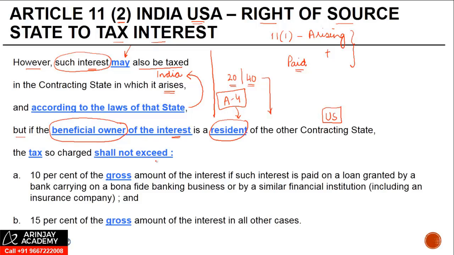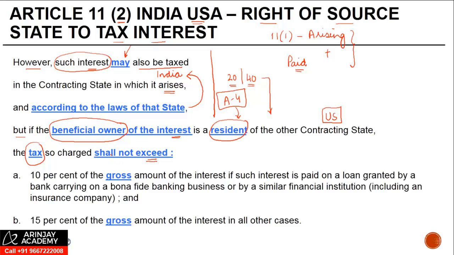So if the beneficial owner is a resident of US, the tax so charged. What is the meaning of tax? This is generally given in Article 2 and includes surcharge. But if the definition is not given, then you need to see the definition of tax as per the Income Tax Act. So the tax charged shall not exceed.